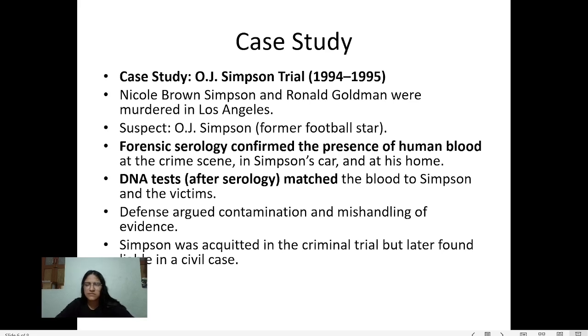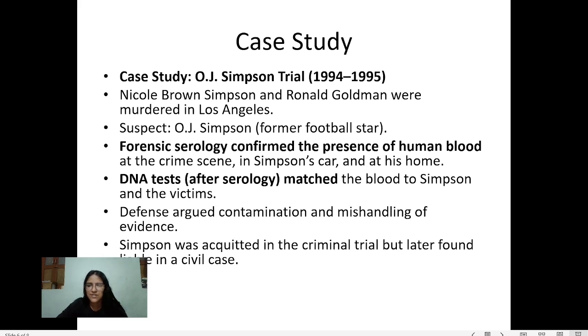So, like in this case study, we can say that this serological test followed by DNA analysis were extremely the strongest evidence linking O.J. Simpson to the murders. However, the defense team challenged the handling of evidence. It's the duty of the defense team to challenge the prosecution.